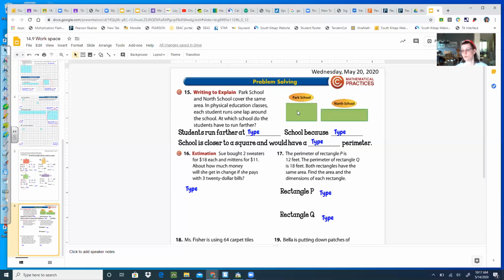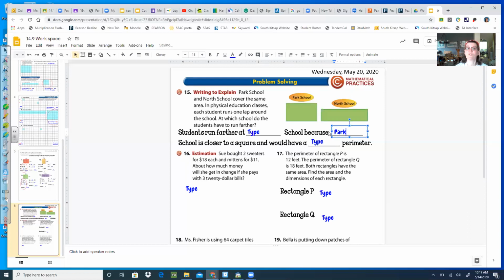Okay, which school is closer to a square? Okay, so that's Park right here. So Park School, that one right here looks more square-like, is closer to a square and would have a, so remember, when it's a square, that one's the smaller perimeter. So we're going to type smaller here. So if Park School has the smaller perimeter, which school has the bigger perimeter? That would be North. So we're going to type North right here. If my mouse will work. Yep.